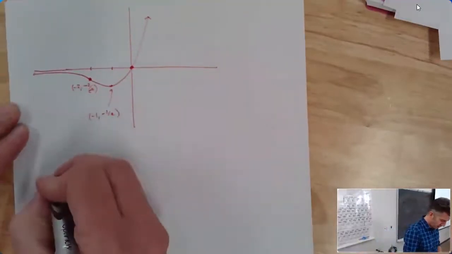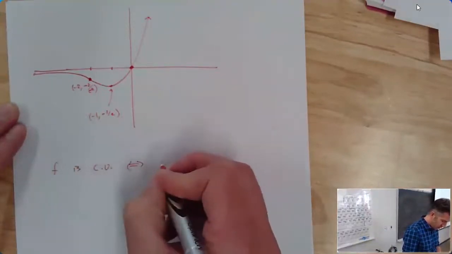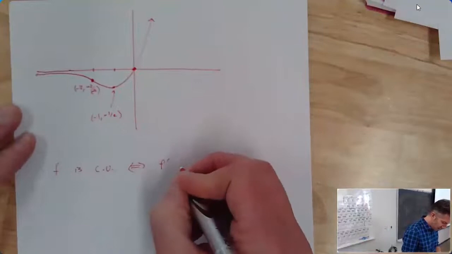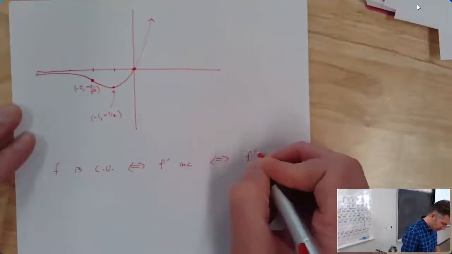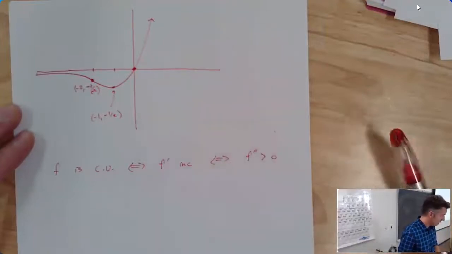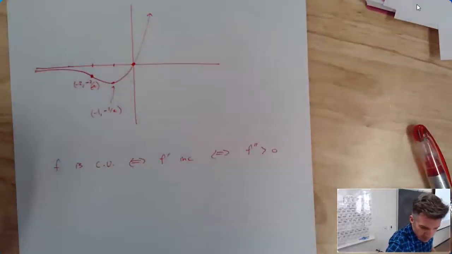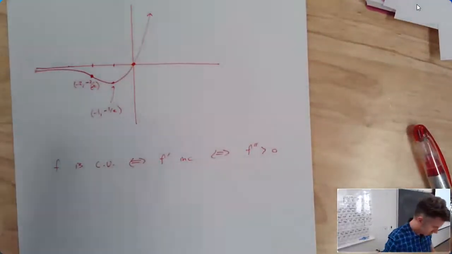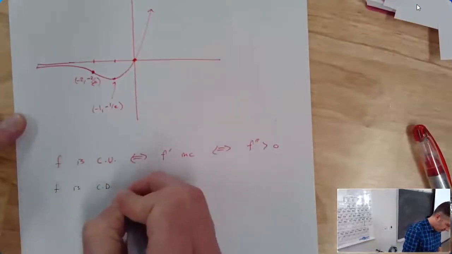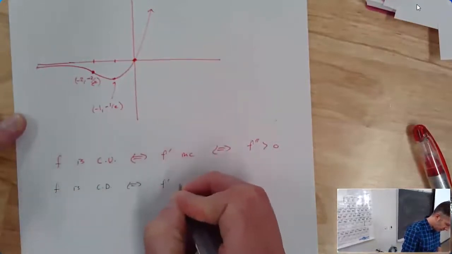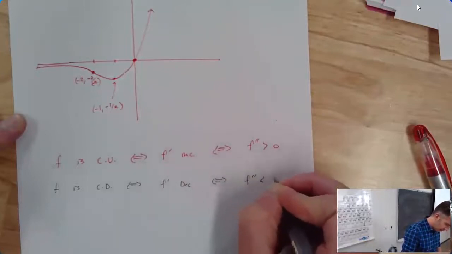So if f is concave up, that's equivalent to the first derivative increasing, which is equivalent to the second derivative being positive. And similarly, if your function is concave down, that means the first derivative is decreasing, which means the second derivative is negative.